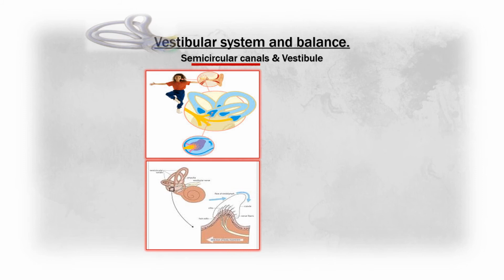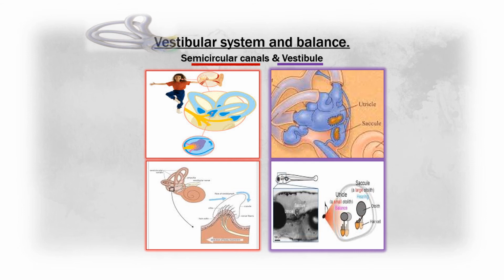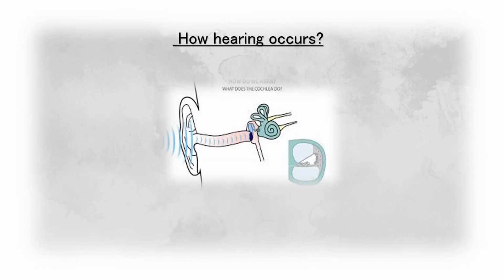The vestibular system uses two other organs, which are located in the vestibule, known as the otolith organs. The first one is the utricle and the second is the saccule, each containing a patch of sensory hair cells. Within these cells are tiny otoconia that help monitor the position of our head in relation to gravity and linear motion. The final thing that I want to talk about is how hearing occurs.